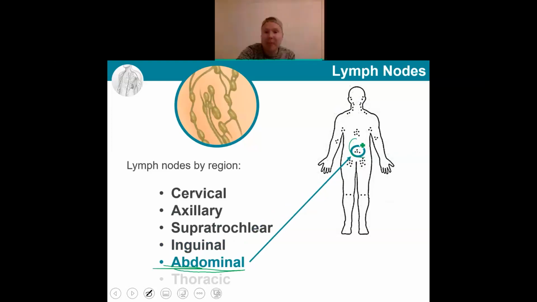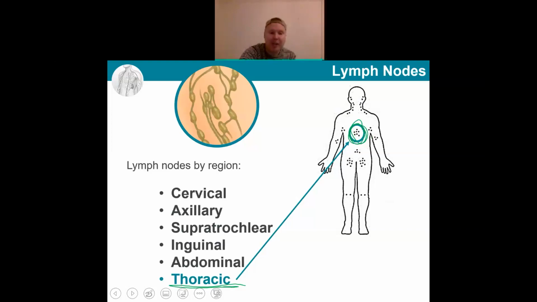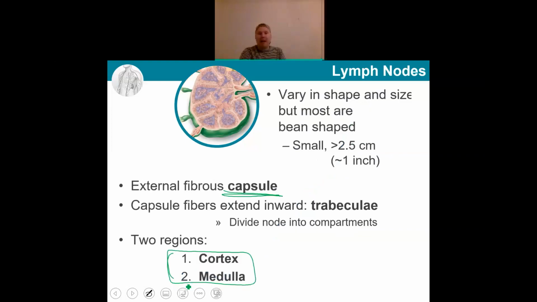We have also abdominal lymph nodes, so at the abdomen. And finally, thoracic lymph nodes at the thoracic region, at the thorax. So that's how we name the areas where the lymph nodes are being found.